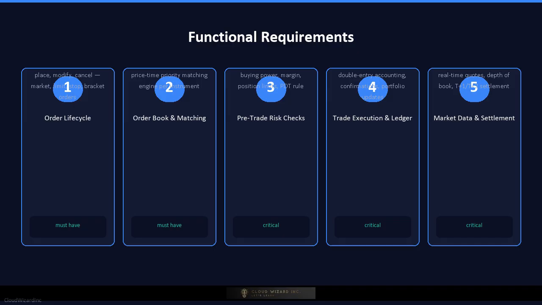Fifth, the system must connect to one or more exchanges or market centers, such as NSE, BSE, NYSE, or NASDAQ, via industry-standard protocols, handle exchange acknowledgments and rejections, and support smart order routing. Sixth, the system must provide real-time market data including quotes, depth of book, and price charts. Seventh, post-trade settlement must reconcile positions and cash over the T+1 or T+2 settlement cycle.